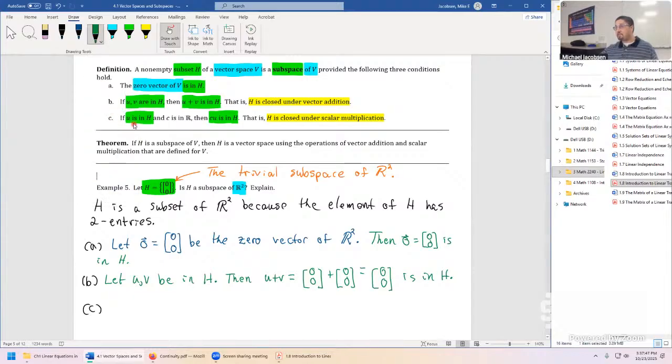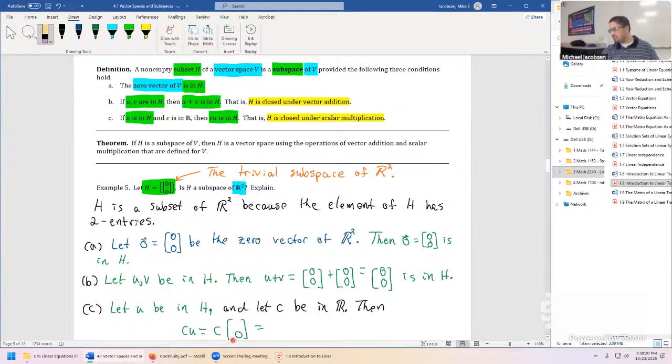Next thing we'll do for part C, grab a vector in H, let u be in H. Then, actually, let's grab a little bit more. We have to recall, we also need an arbitrary scalar, and let c be in R. Then we're checking this condition here, c times u. c times u is going to be c times (0, 0), because u can only be (0, 0).